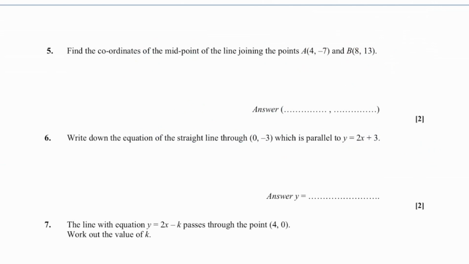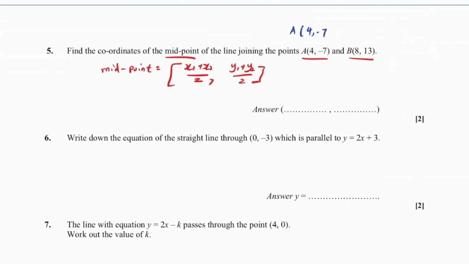Okay, question number 5. Find the coordinates of the midpoint of the line joining the point A and B. So again, use the formula for midpoint. This one is rather straightforward. x1 plus x2 over 2, y1 plus y2 over 2. You are given A 4, negative 7, B 8, 13. Label this one as your x1, y1, x2, y2. Plug in the value: 4 plus 8 over 2, negative 7 plus 13 over 2.